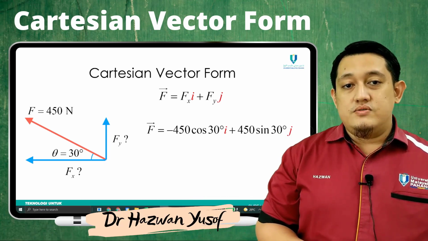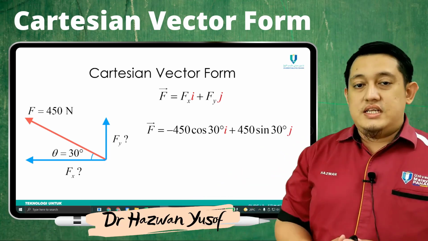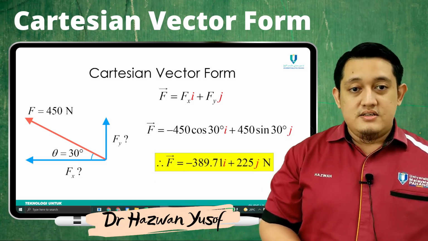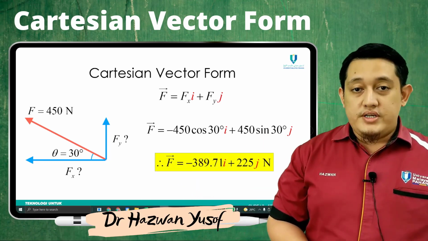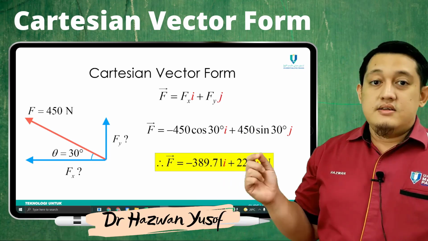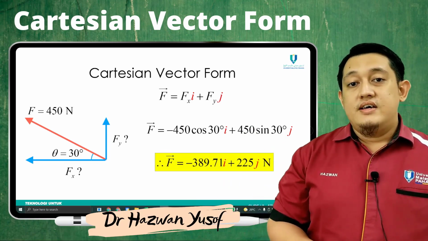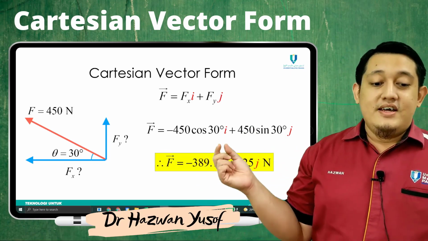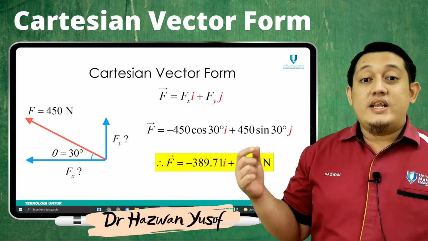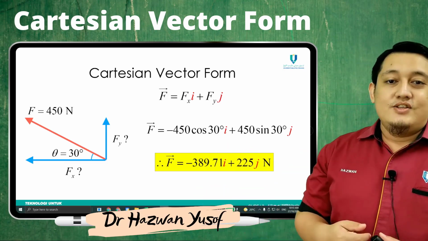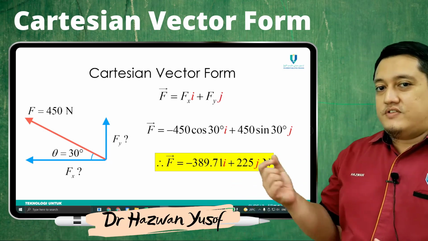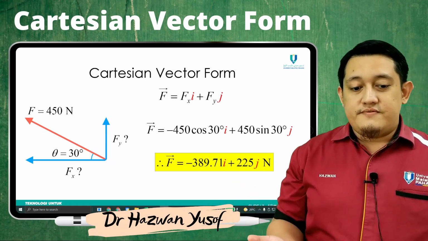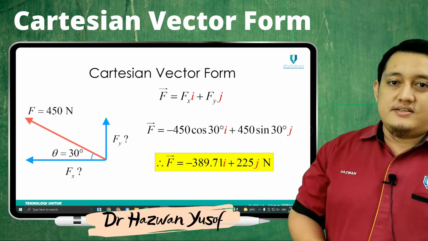If we calculate 450 cosine 30 and also 450 sine 30 here, we will get the value of this force in Cartesian vector form: F equals negative 389.71 i plus 225 j, and don't forget the unit of this force, which is Newton. So this is the answer.